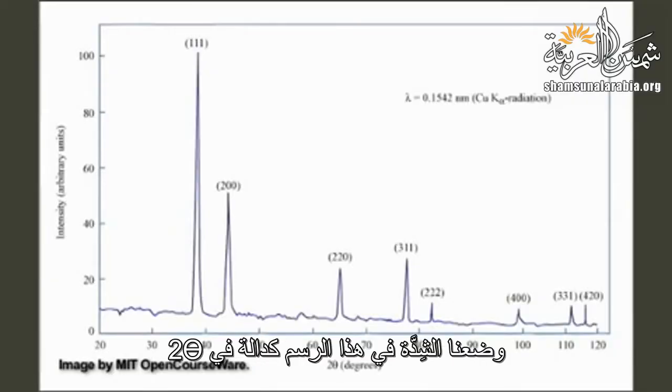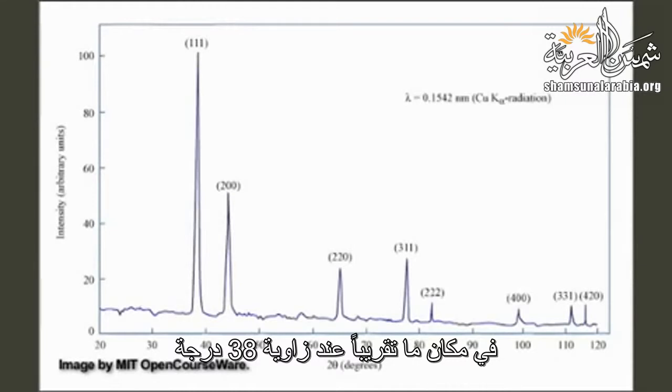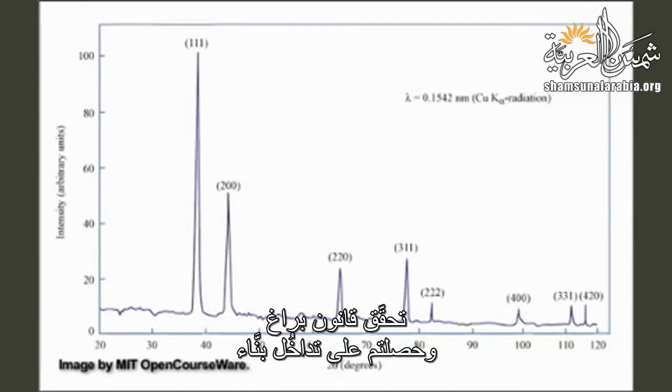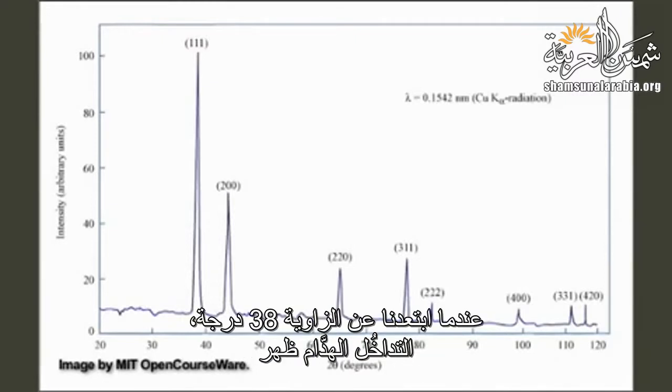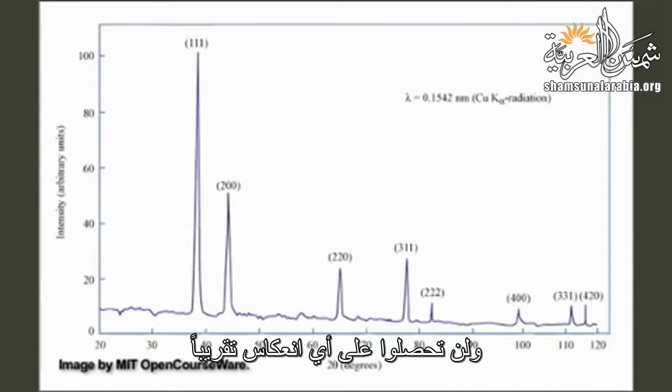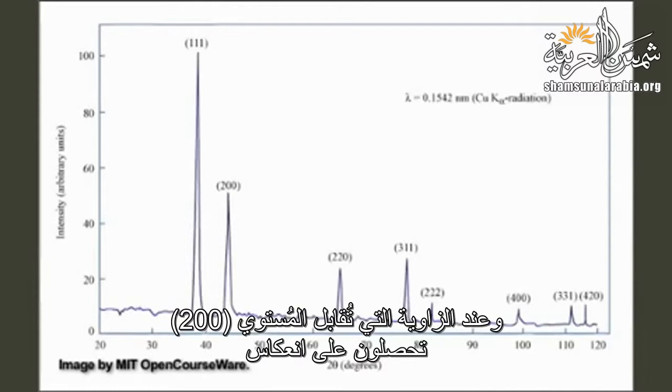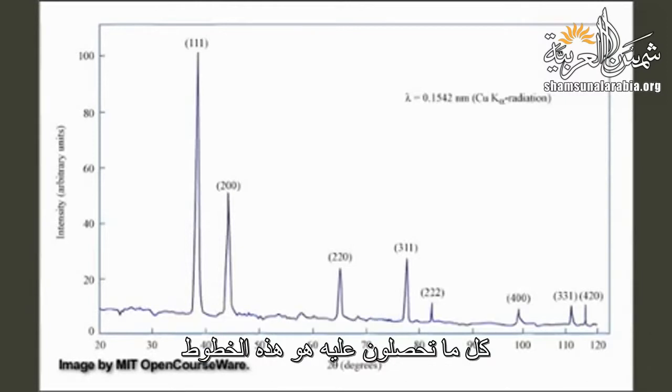So you're plotting intensity as a function of 2 theta. Somewhere along here at around, looks like about 38 degrees, you have satisfied the Bragg angle and you get constructive interference. When you move off of 38 degrees, destructive interference reigns supreme and you get almost no reflection. Then you get to the right angle for 200, you get reflection. Well, all you get is these lines. You don't get these numbers. These numbers you don't get for free.